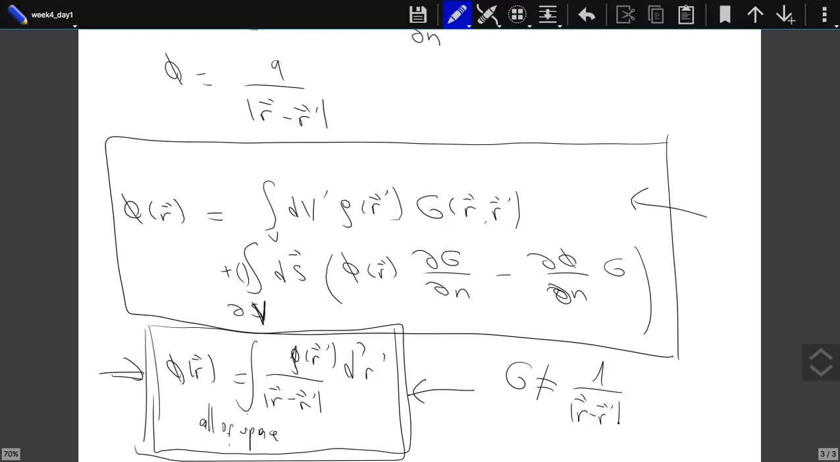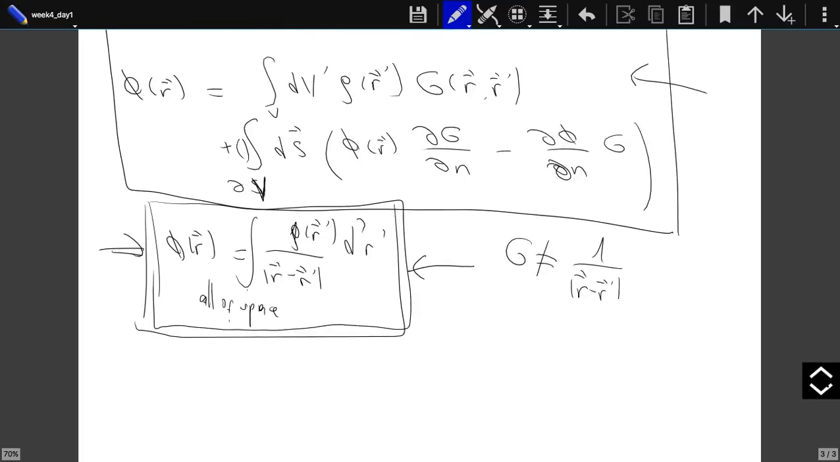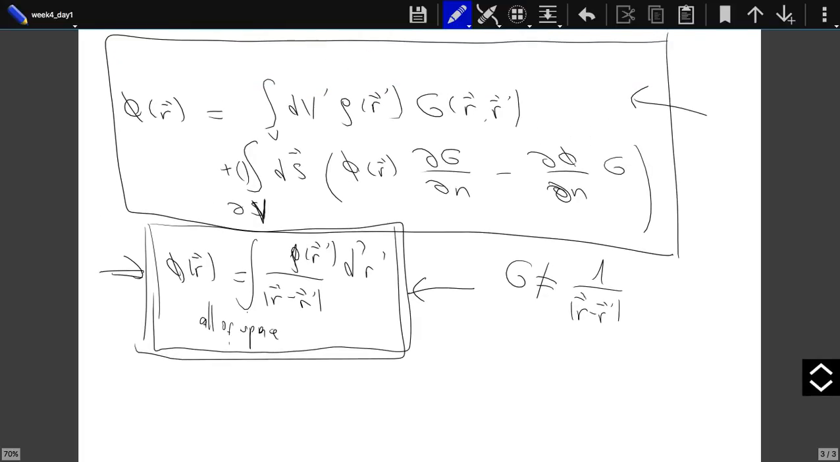So if we put G equal to 1 over |r - r'|, right? So the second integral matches. Am I right? Depends on the charge distribution. Outside our volume, there is no charge.